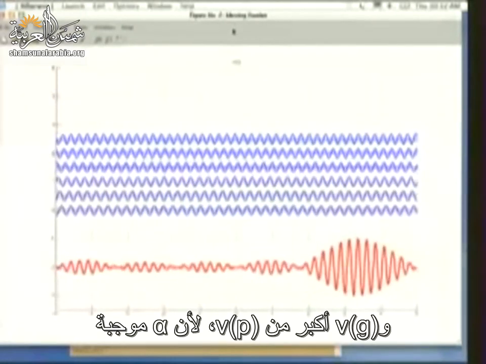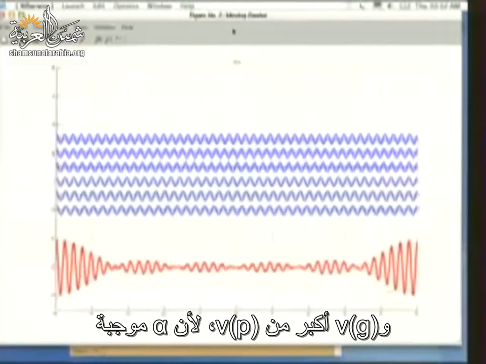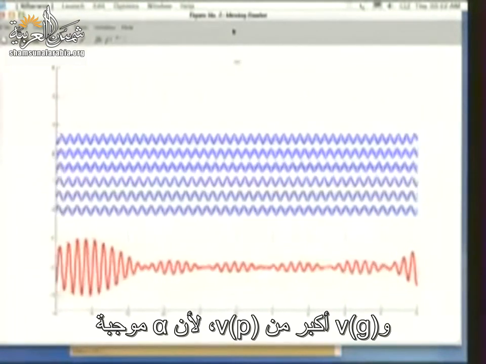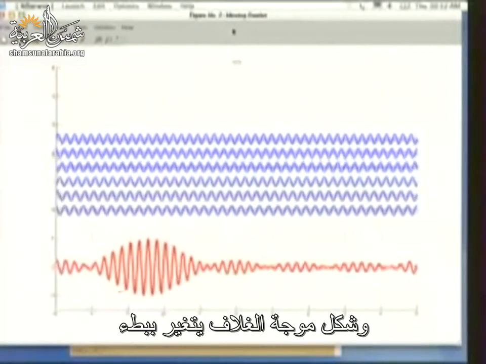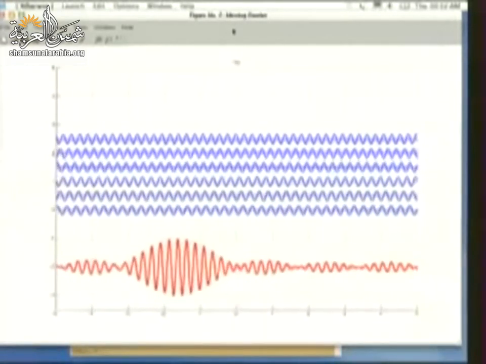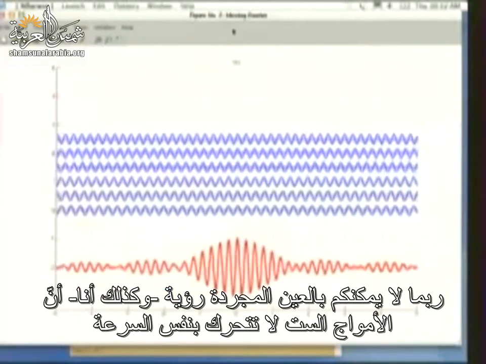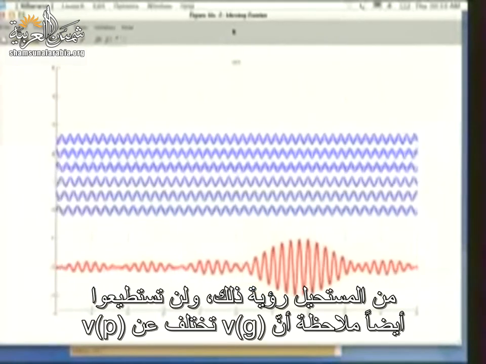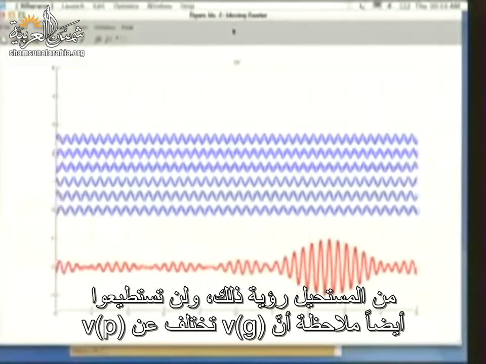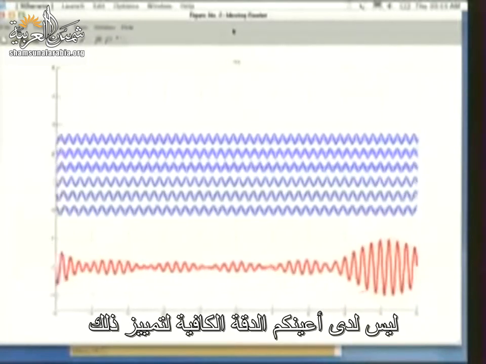The group velocity is larger than the phase velocity because I made alpha positive. And the shape of the envelope is slowly going to change. You cannot see, of course, with your naked eye, neither can I, that the 6 waves don't move with the same speed. It's impossible to see that. Neither can you see that the group velocity is different from the phase velocity. You just don't have the resolution in your eyes.